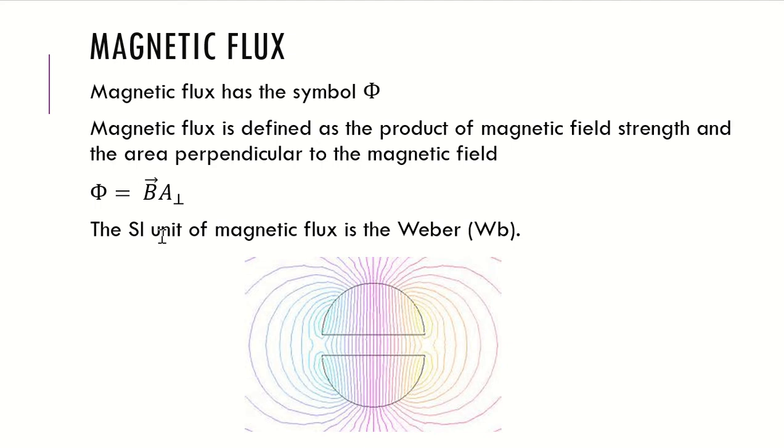It's measured in standard units of Webers. So magnetic field strength has to be in Teslas and area has to be in meters squared, and the standard unit is Wb, the Weber. So basically, if you increase the area, you're going to increase the flux. If you increase the magnetic field strength, you're going to increase the flux.